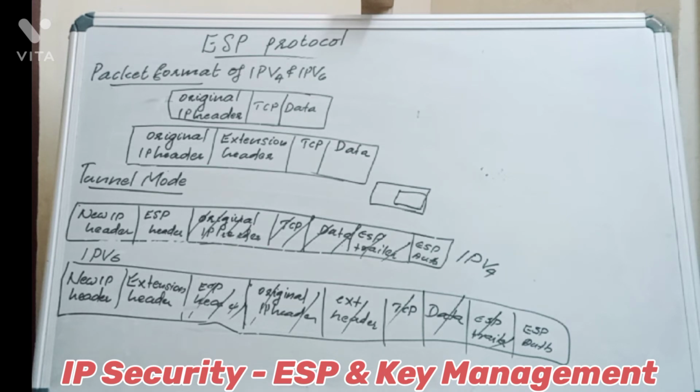ESP can be implemented in two ways: ESP with authentication and ESP without authentication. If you are implementing ESP with authentication, the authentication data field will be enabled. Otherwise, it will be removed. The padding field allows block oriented encryption. Next, the packet formats of IP version 6 and IP version 4 in transport mode and tunnel mode after applying the ESP protocol. So, that is all about the ESP protocol.